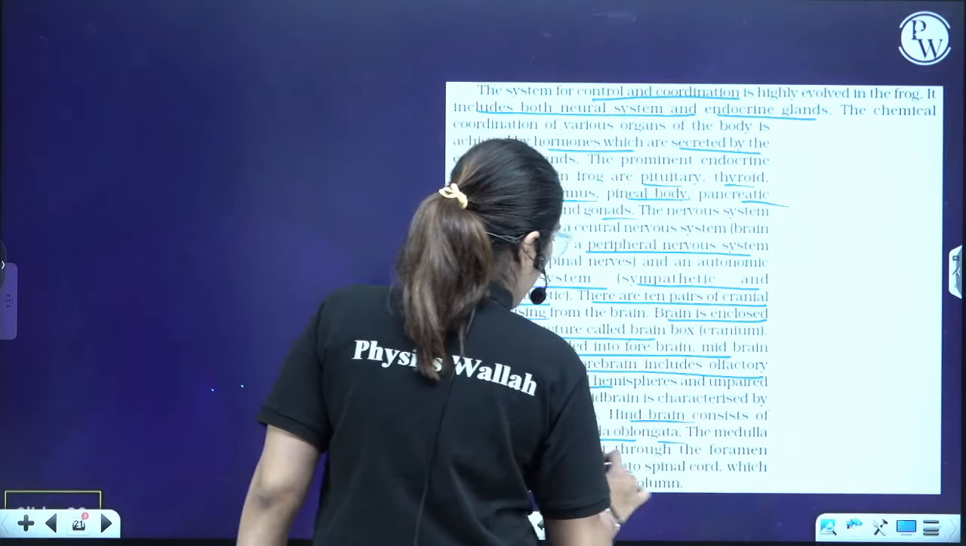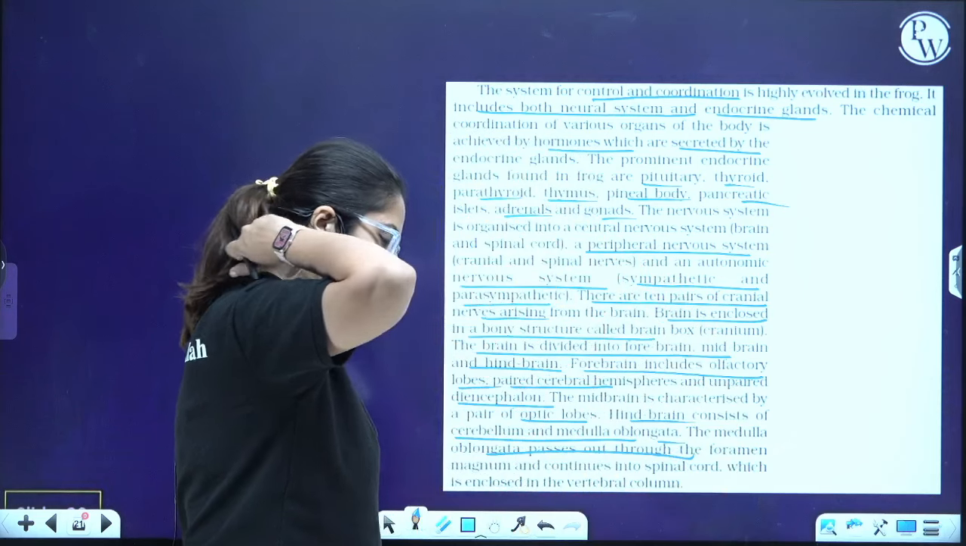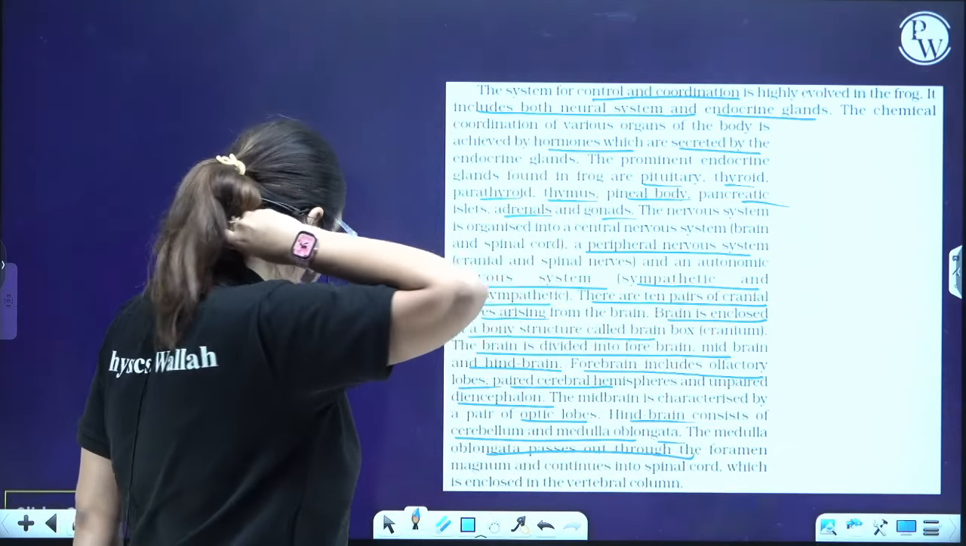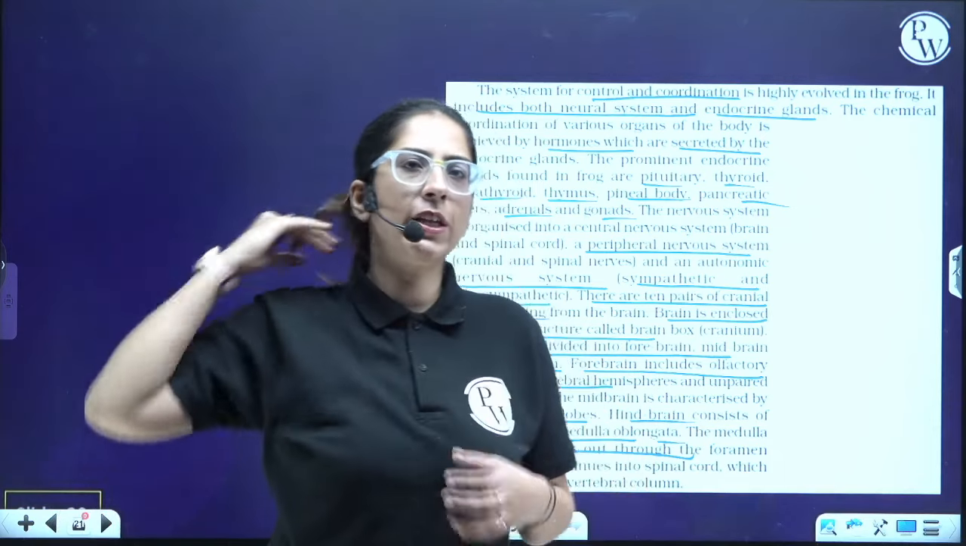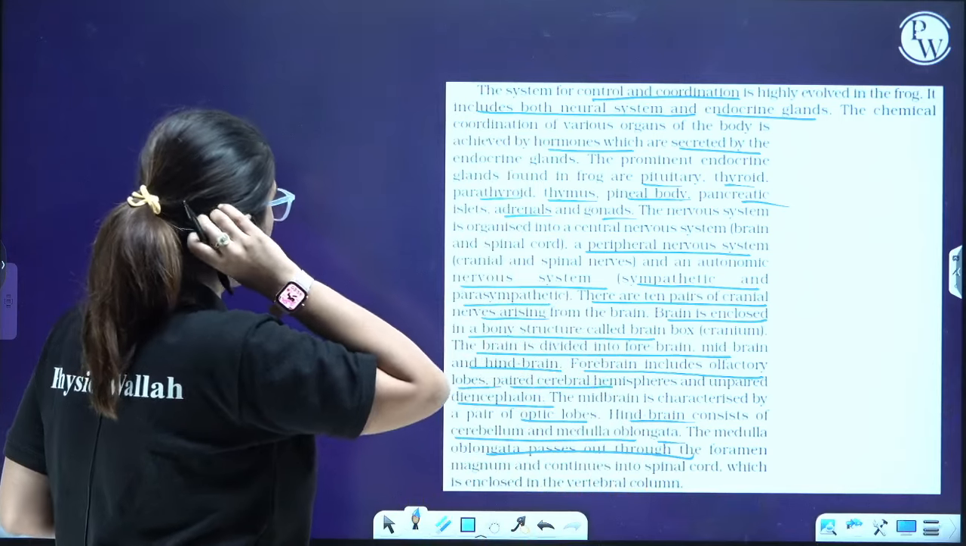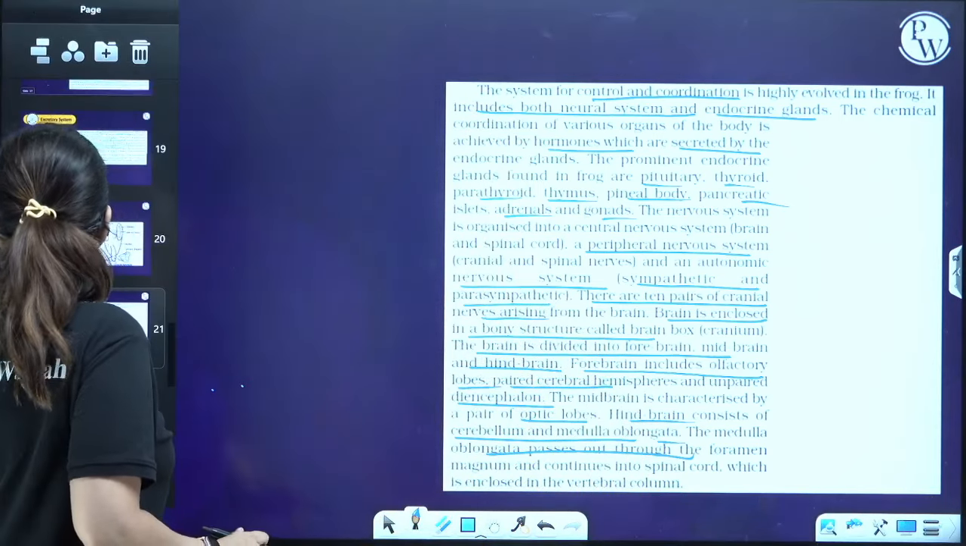The medulla oblongata passes out with the help of a foramen. There is a pore over here, the foramen magnum. It communicates with the spinal cord. Clear?